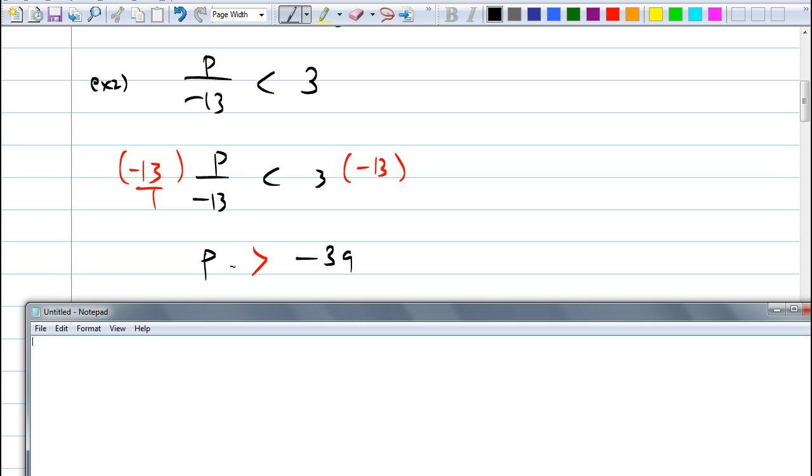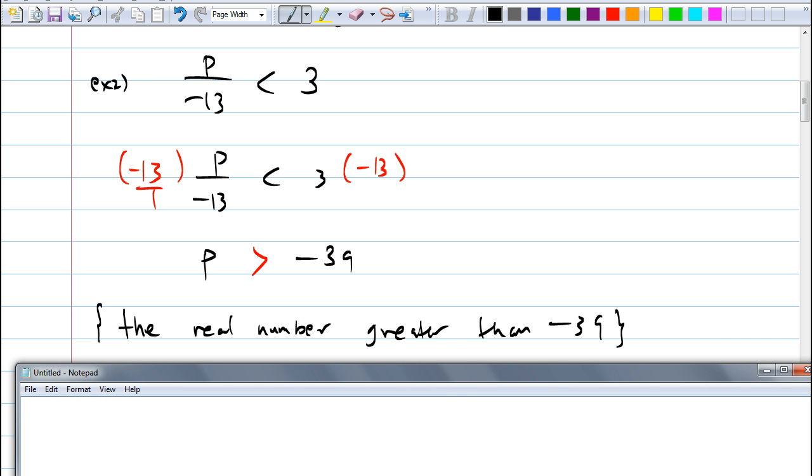Because we're multiplying by a negative number. What if we multiply both sides by a positive number? Do we reverse? No. Okay, very good. And so also, did you write this in set notation, the real number is greater than negative 39 that way? Okay, good. And here's the graph.